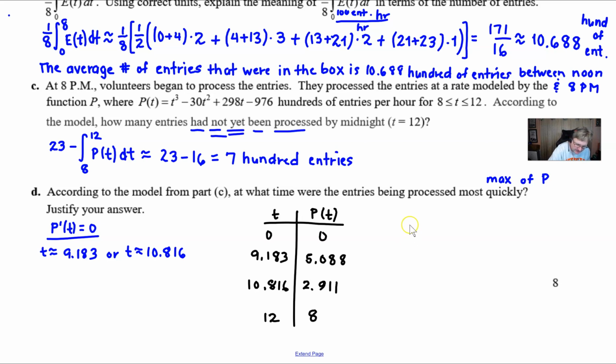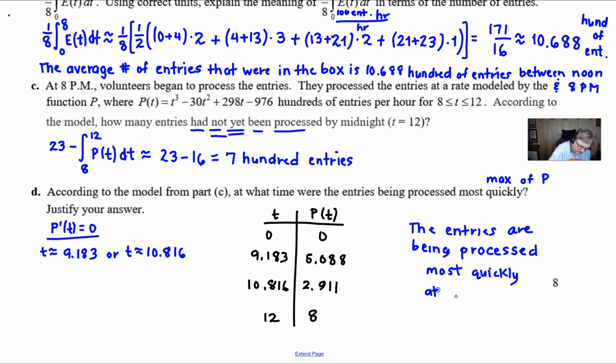So we could just simply write up a narrative and say, okay, well, the entries are being processed most quickly at time t equal 8. And it's probably a good idea that we state exactly what the units are, and that would be 8 hours, or even better yet, 8 p.m. is such a good descriptor because that takes care of the hour. I'm sorry, time, no, not time 8. See how I got tricked into using the 8 there? At time 12, which is midnight.